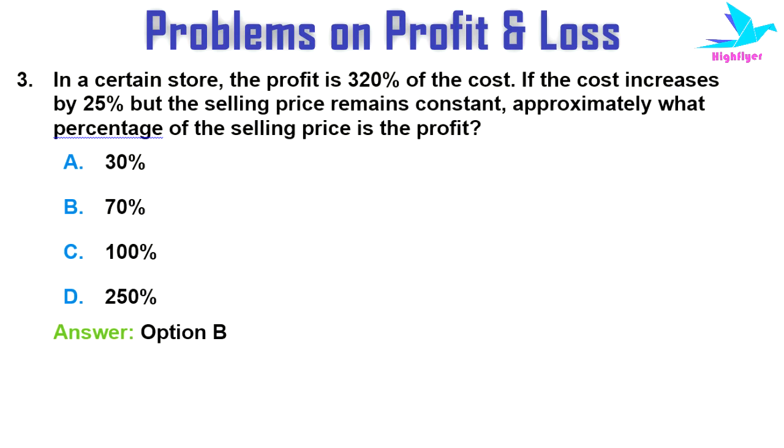Next question. In a certain store, the profit is 320% of the cost. If the cost increases by 25% but the selling price remains constant, approximately what percentage of the selling price is the profit? The options are 30%, 70%, 100% or 50%. The right option is option B, 70%. Let's see how.